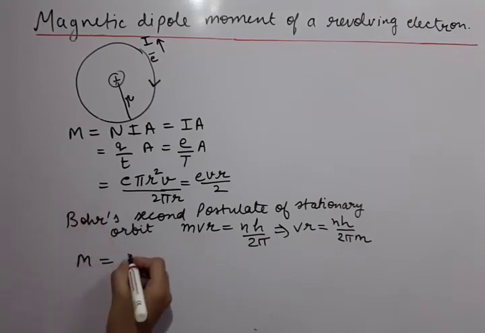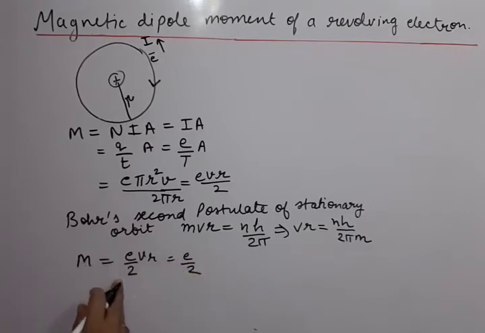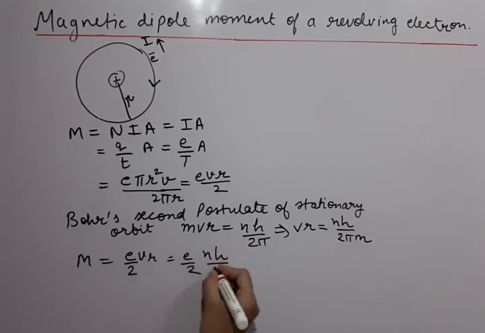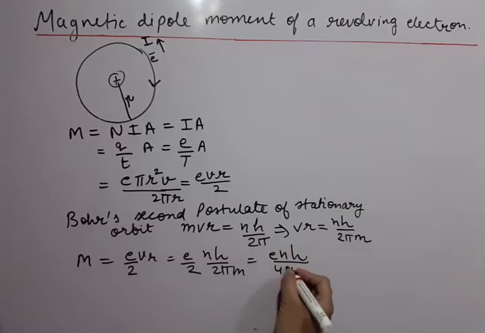So magnetic moment, e by 2 is separate. The vr value we are substituting from here. So e nh upon 4 pi m is the answer of magnetic moment. Now here we are getting one condition. You see, out of all these quantities, so many terms are constant. e is the electronic charge.